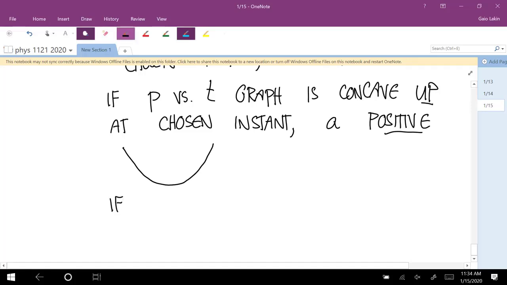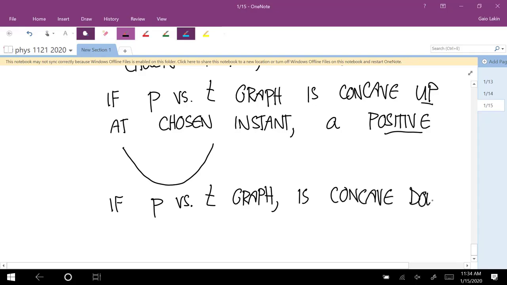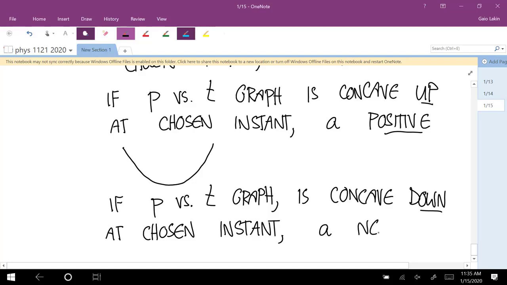And if the P versus T graph is concave down at the chosen instant, then the acceleration is negative at that instant.